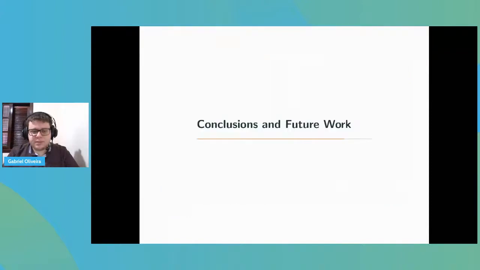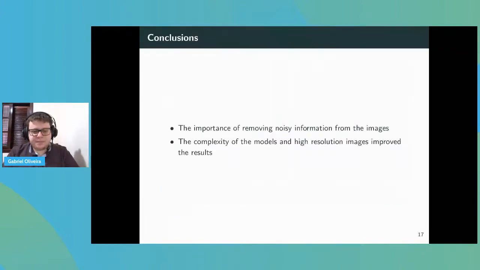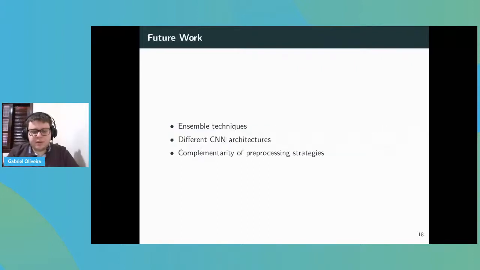As conclusions, it's important to remove noise from CT scans, and CT scans come from different hospitals, machines and sensors, so it's very important to make this preprocessing step. And the complexity of the models and high resolution images can improve the results compared to simple models and low resolution images.